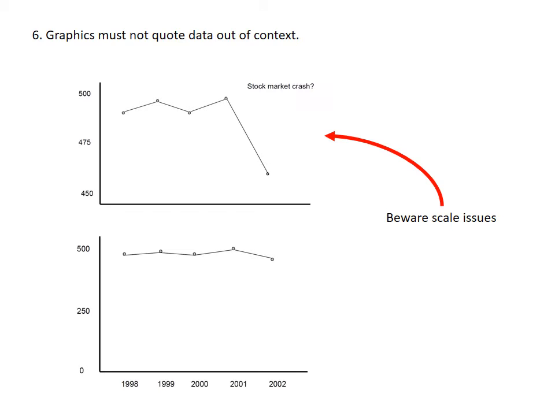But if you start the figure at 0 and go up to 500 and you sort of zoom out, then you can see that what looks like a really steep one-year decline is really not that big a deal. And so most of this not quoting data out of context has to do with scaling issues on axes.